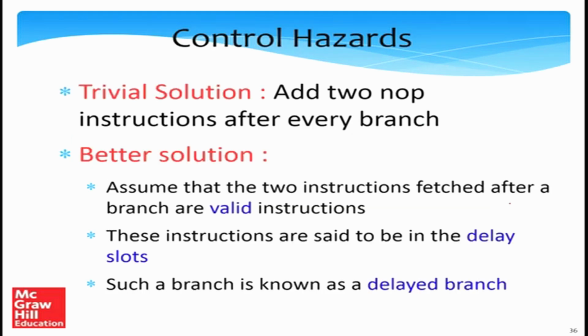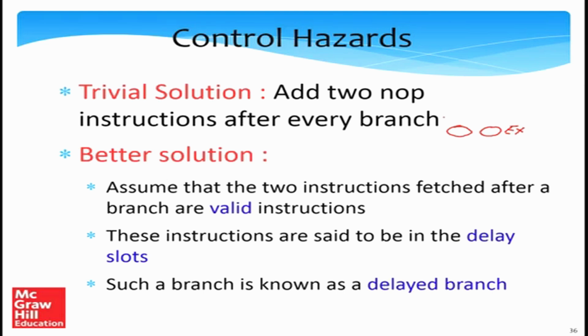Alright, so we have some solution to take care of data hazards. Let's now take a look at control hazards. The trivial solution in this case would be to add two no-op instructions after every branch. What we have seen is that the control hazard is resolved in the EX stage. So there still might be two instructions in the previous two stages which were fetched incorrectly. So one idea would be that after every branch, we just send two no-op instructions and then send the right instruction, which is the instruction at the branch target or the instruction just after the branch instruction.